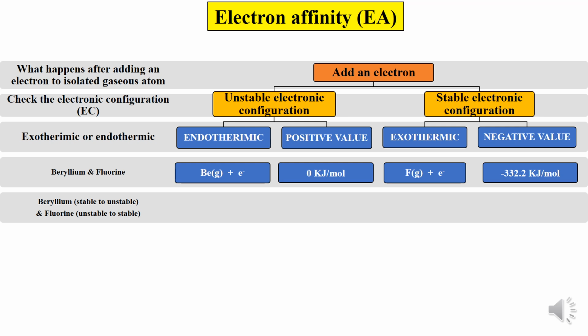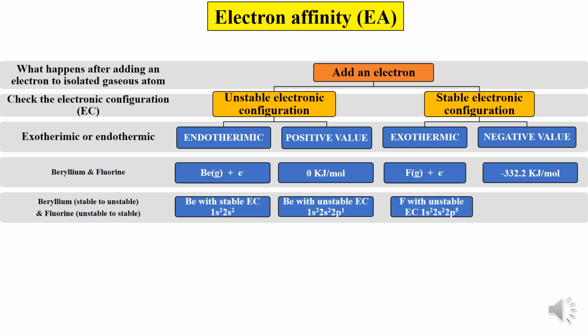Now why is it endothermic in case of beryllium? Beryllium initially has a stable electronic configuration 1s2 2s2, with the 2s subshell completely filled with electrons. So when you add an electron, it becomes unstable. After you add an electron to beryllium, it becomes unstable, and you have to add the electron to a higher energy level. You have to add the electron to the p orbital, which is at a higher energy level. So the unstable electronic configuration is 1s2 2s2 2p1.